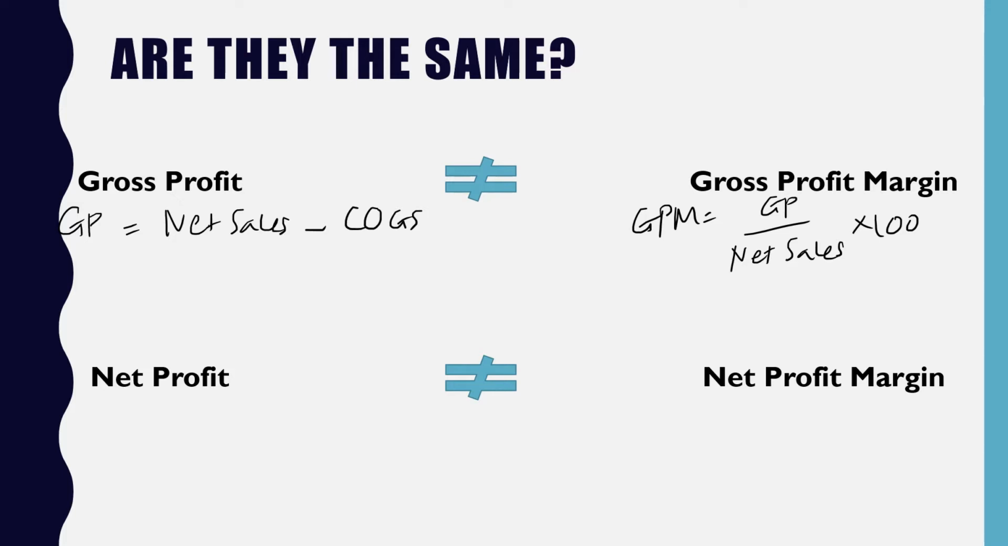Secondly, gross profit is measured in dollars, whereas the gross profit margin is measured in percentage. Even though the gross profit and gross profit margin are two different things, there are connections between the two. We will have a look at this by looking at an example.